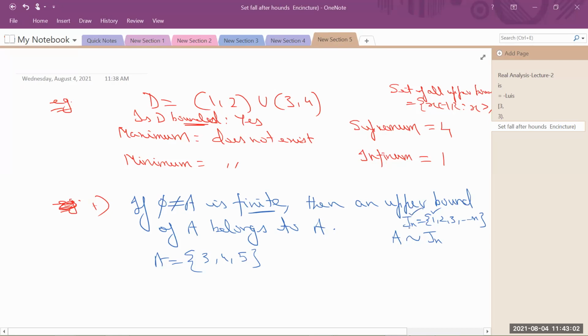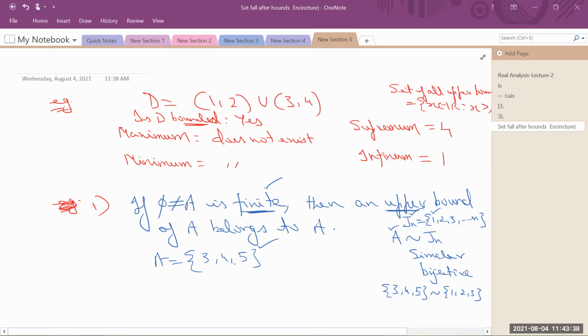I will deal with it separately, but since I have written here, I am just recalling that any set which is similar means there exists at least one bijective map between that set and this Gn, this 1 2 3 up to n. So one can always develop a bijection between 3 4 5 and 1 2 3 here. So this is the reason why this set is finite. Okay. So question is that whenever a set is finite, then an upper bound of A belongs to A.